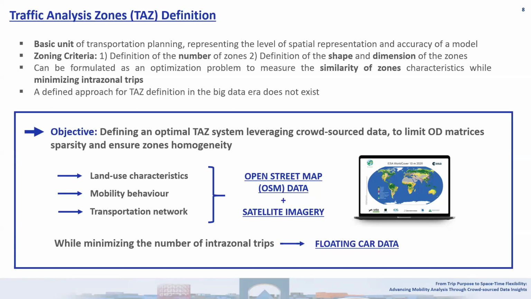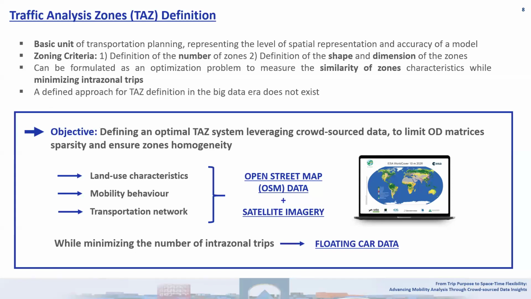Then after setting the spatial aggregation level that we want, we have to define what shape the zones will have and how big they will be. And of course, we don't want zones that have the exact same regular dimension, like the initial regular hexagonal zoning system we adopted. We want these zones to fit the real conditions of the study area.